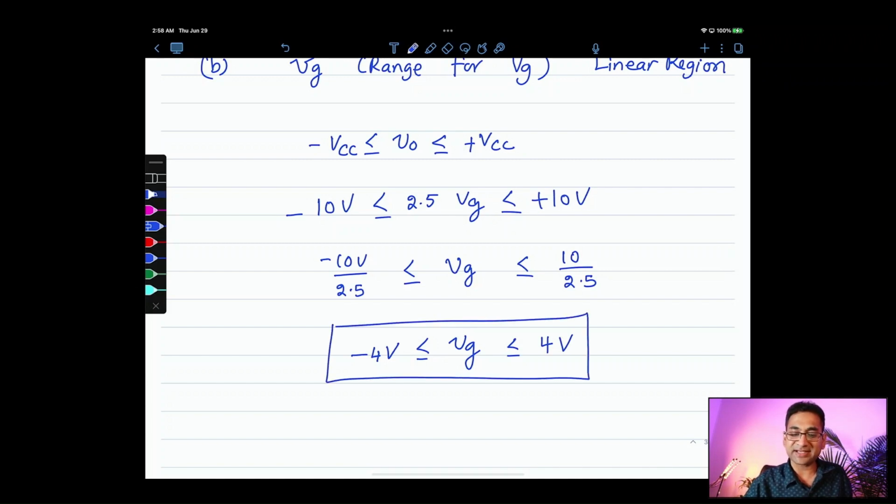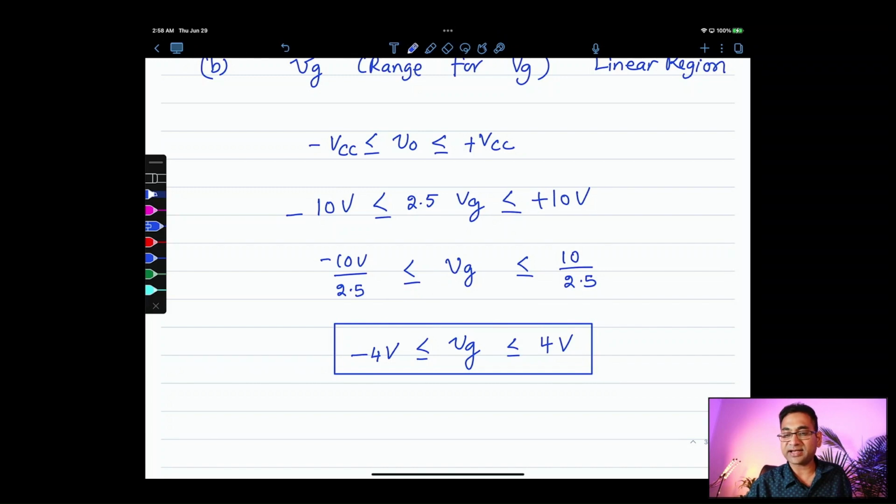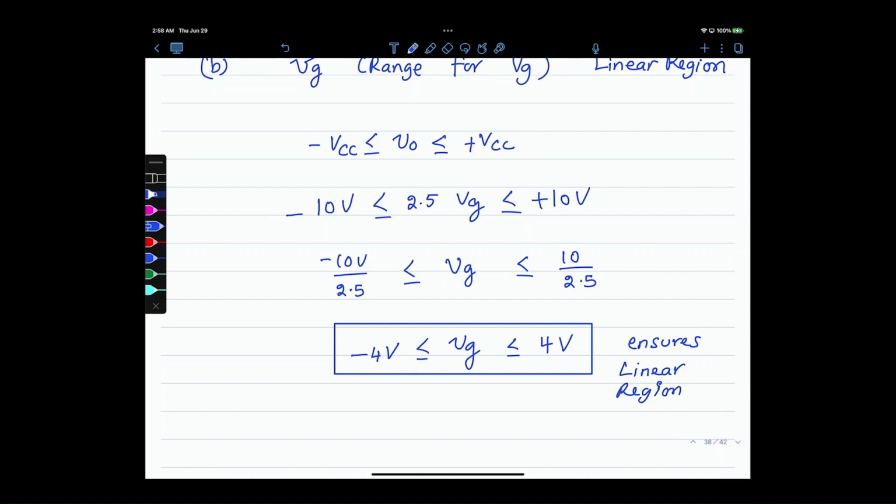As long as this condition is satisfied, the op-amp is going to be in the linear region of operation. Once your Vg value crosses these limits, that is when the op-amp is going to saturate at the positive VCC or at the negative VCC. Pretty straightforward problem. All right.